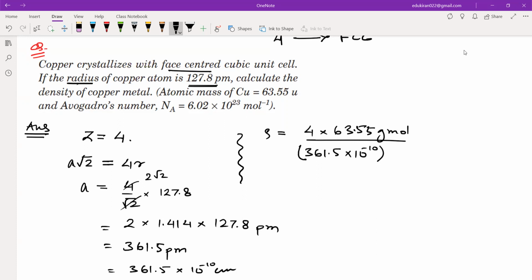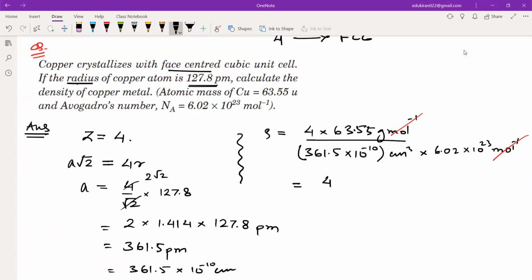What will you write here? You'll write here centimeter cube into Na. Na is how much? 6.02 into 10 to the power 23 per mole. So here also per mole. First of all, you will cancel a few things: you'll cancel this per mole and this per mole. Now you can see you are getting only grams per centimeter cube as the unit. So your unit is fine. Then you can proceed to the calculation.